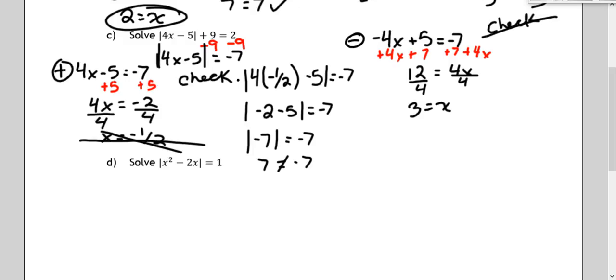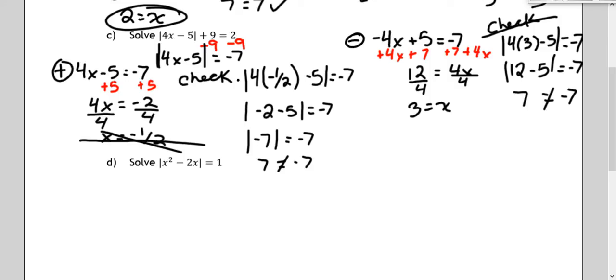So then that gives us the absolute value of 4 times 3 minus 5 equaling negative 7. And you get 12 minus 5 equaling negative 7. And we get 7 does not equal negative 7. So both of these solutions are actually extraneous.